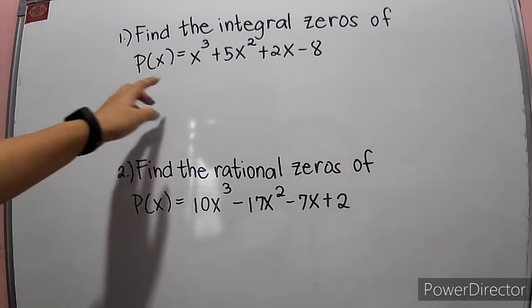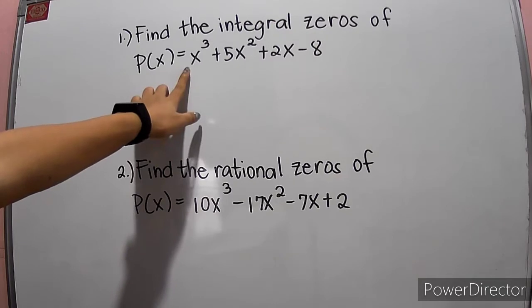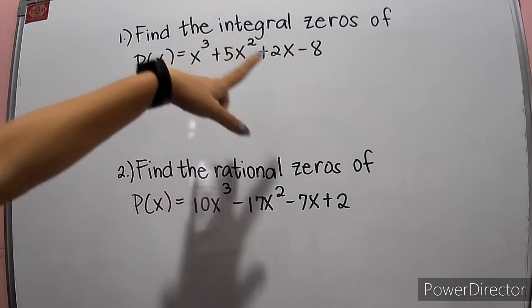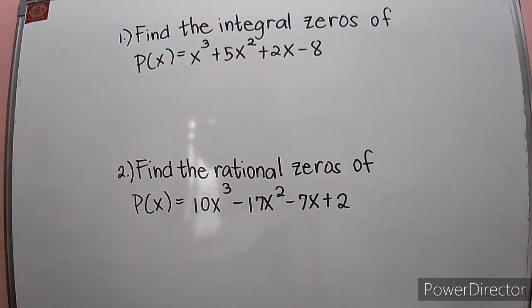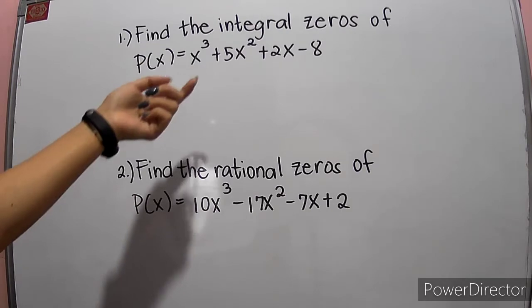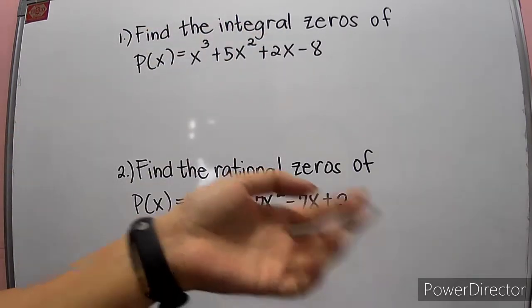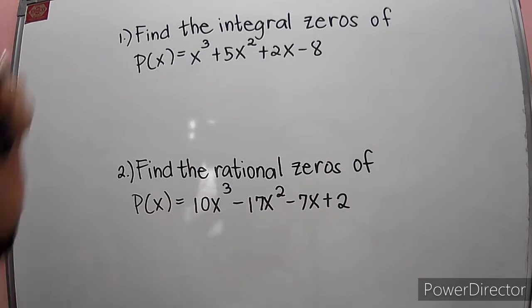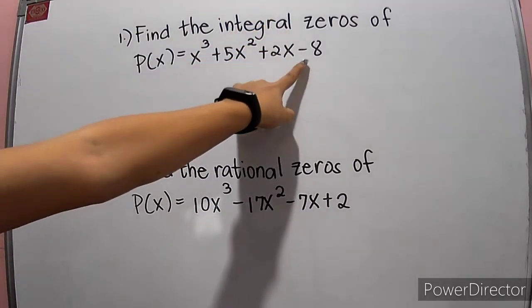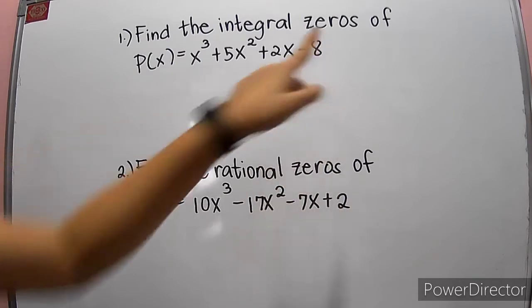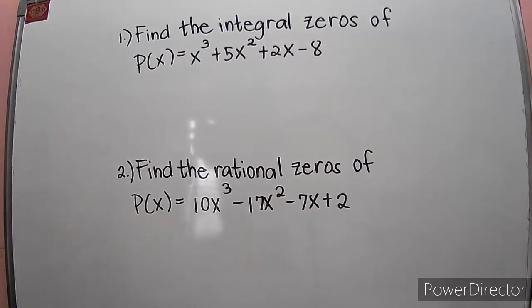So, kagaya nito. So, dahil ang leading coefficient ay 1 lang, kaya integral zero yung gagamitin. And then, ang key dito is magsisynthetic division tayo wherein yung factors ng ating constant, yun yung gagamitin natin as our divisor on the synthetic division.